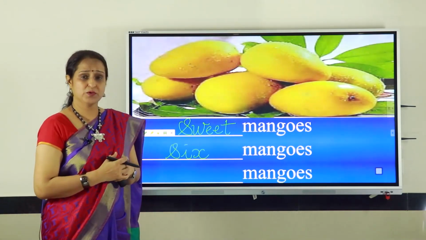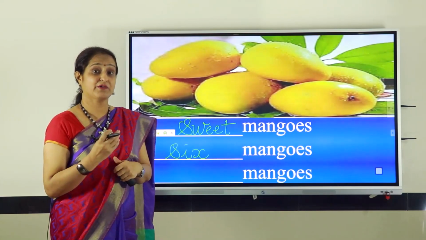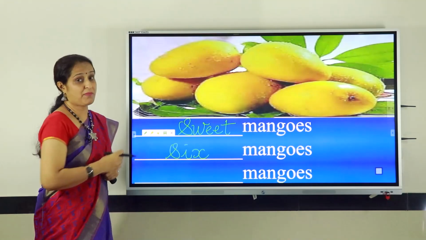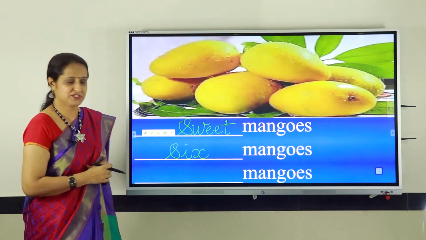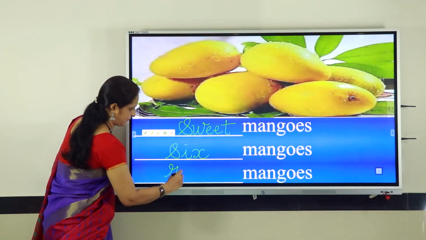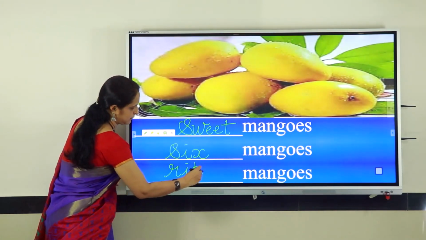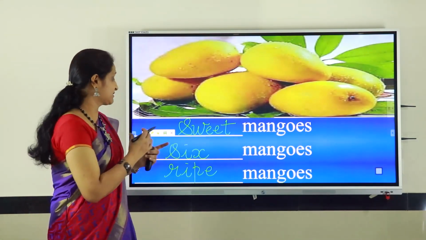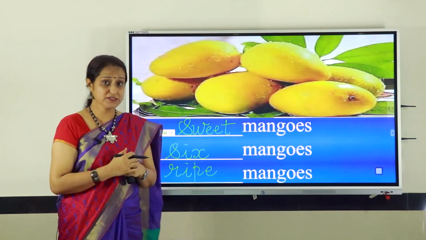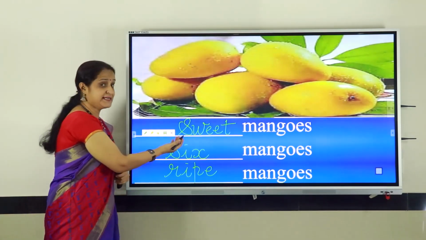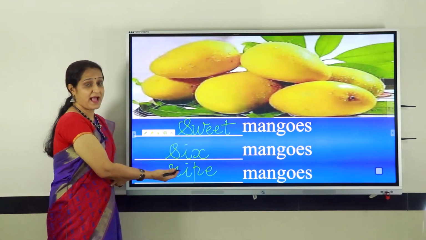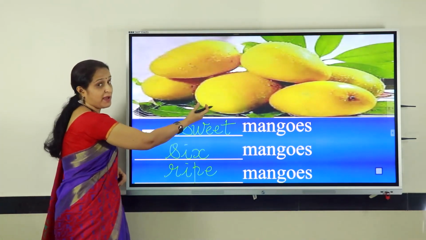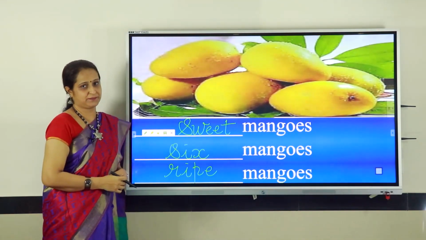How are the mangoes? They are ripe. So, ripe is another word to describe the noun mangoes that you see in this picture. Ripe. So, children, we have got 3 describing words for the noun mangoes, and they are sweet, 6 and ripe. These words tell us more about the noun mangoes that you see in the picture.